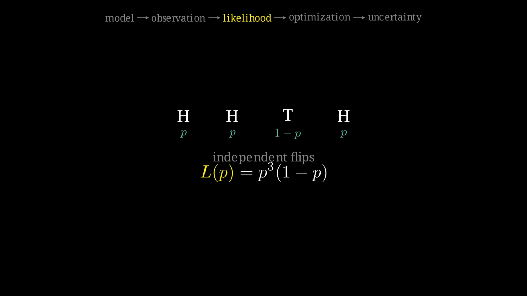Multiplication uses an assumption. Once the parameter is fixed, the flips are independent. If flips influence one another, these factors no longer multiply this way. A likelihood is the model's assumptions made visible, not a generic score pasted onto data.